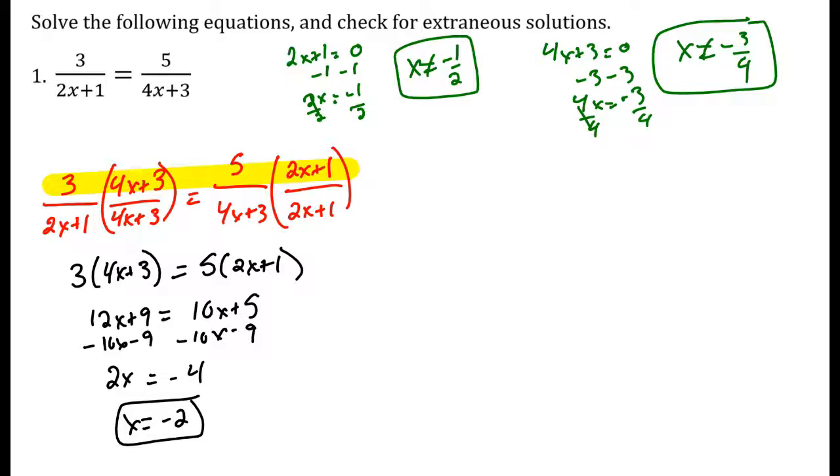x equals negative 2 is our solution, but we have to go back and check. Did we have to throw that out because that would cause me to divide by 0? And the answer is no, so there are no extraneous solutions. There are none, so the only solution is x equals negative 2.